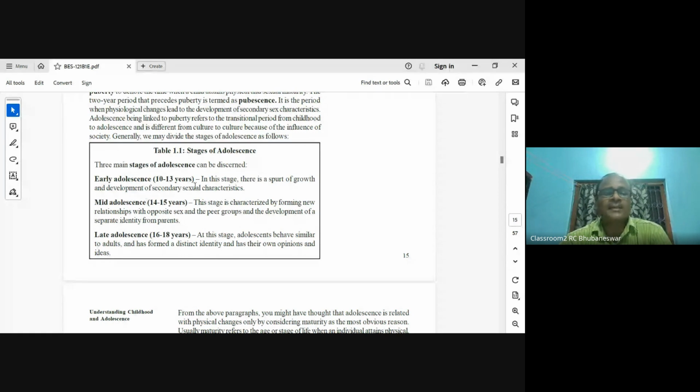In page 15, stages of adolescence. Stages of adolescence is divided into 3: early adolescence, mid-adolescence, and late adolescence. Basically, class 6, 7, 8 is early adolescence, 9, 10 is mid-adolescence, 11, 12 is late adolescence. Basically, these are the periods. So, 10 to 13, 14 to 15, 16 to 18 in your material. These are the stages of adolescence. This should be important.